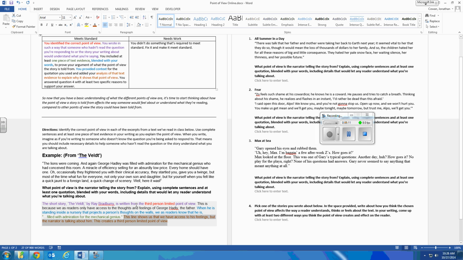And I'll make sure this color-coded version ends up on the actual download you get. So your job is to go through All Summer in a Day, Fear, and Max at Sea. You can pull quotations from this example, or you could go back to the story and pull a quotation for your writing, your choice.